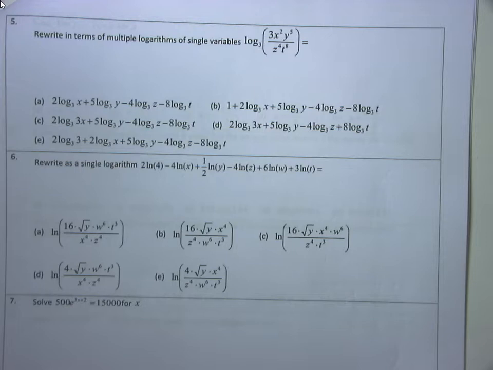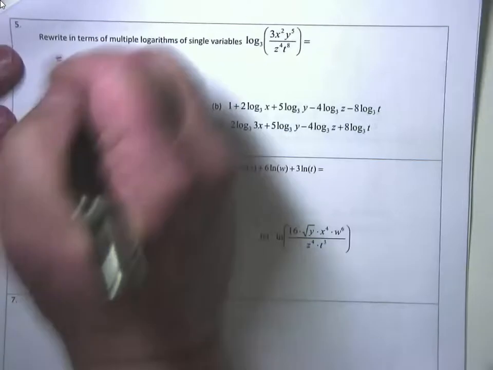So in this first problem, notice, and again, this is why I give you guys these homework sets as test reviews, is to read this thing and look at how I worded the question, because you know I'm going to word it very similar on the test. Rewrite in terms of multiple logs of single variables the log base 3 of 3x squared times 5 y to the 5th divided by z to the 4th times t to the 8th. First rule, multiplication turns into addition, division turns into subtraction.